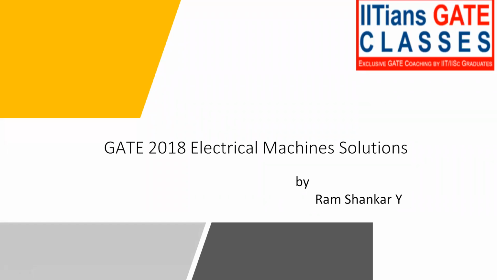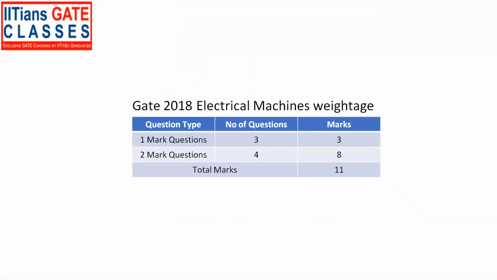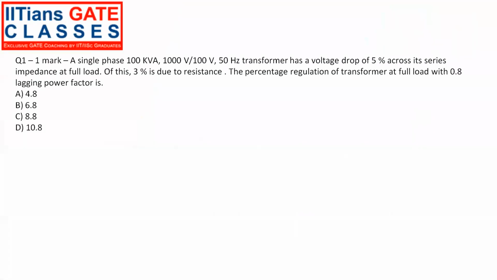Hello everyone. In this session, we'll talk about GATE 2018 electrical machines solution. First of all, let's see the weightage. In GATE 2018, we have three 1 mark questions and four 2 marks questions. So in total, we have 11 marks. Let's start with the first question.